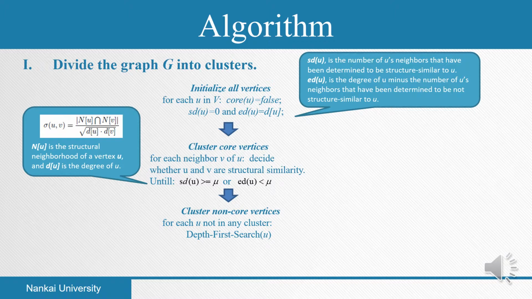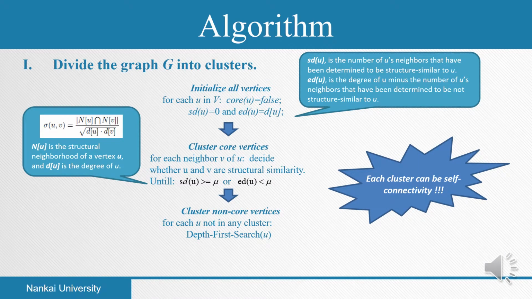We iterate through all vertices in G that have not been included in any cluster, and execute DFS to merge each with its neighbor. After clustering, each cluster is self-connected.